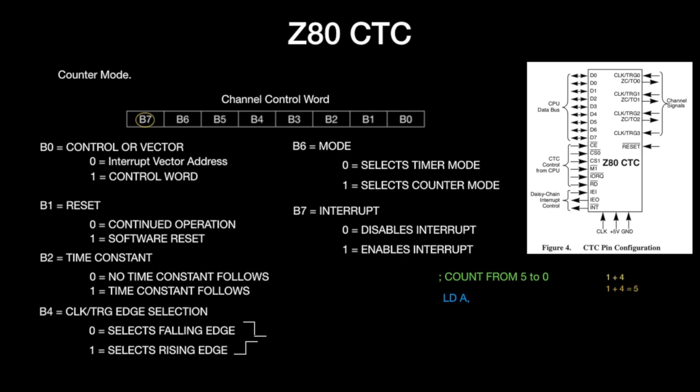So what do we have now? 1 and 4 is 5. So the upper 4 bits is 5, and the lower 4 bits is also 5. So we have to send 55 through the control channel, let's say 1.